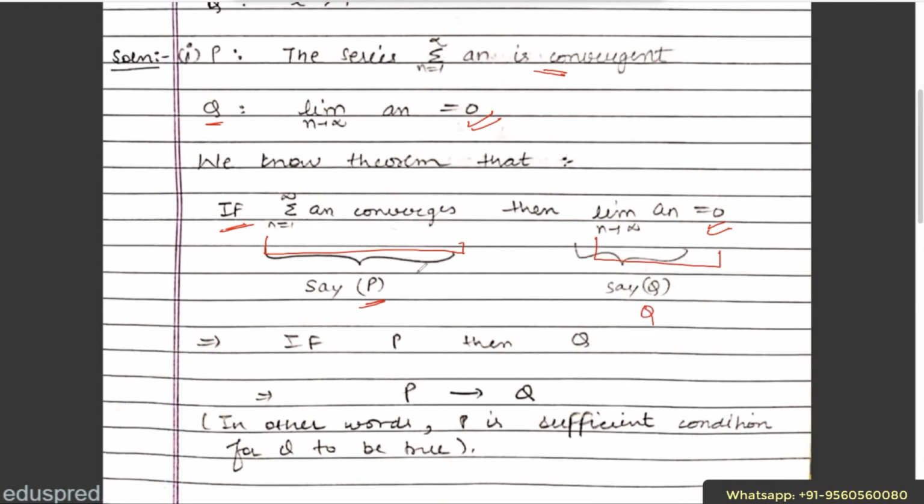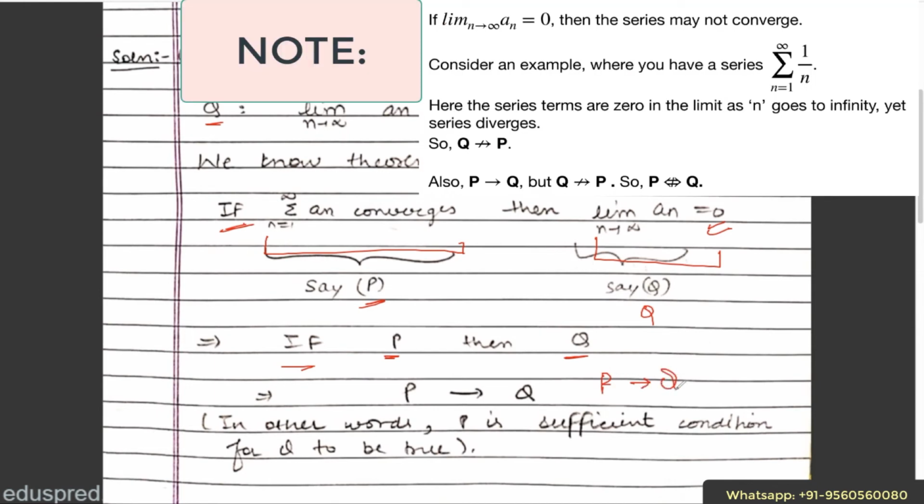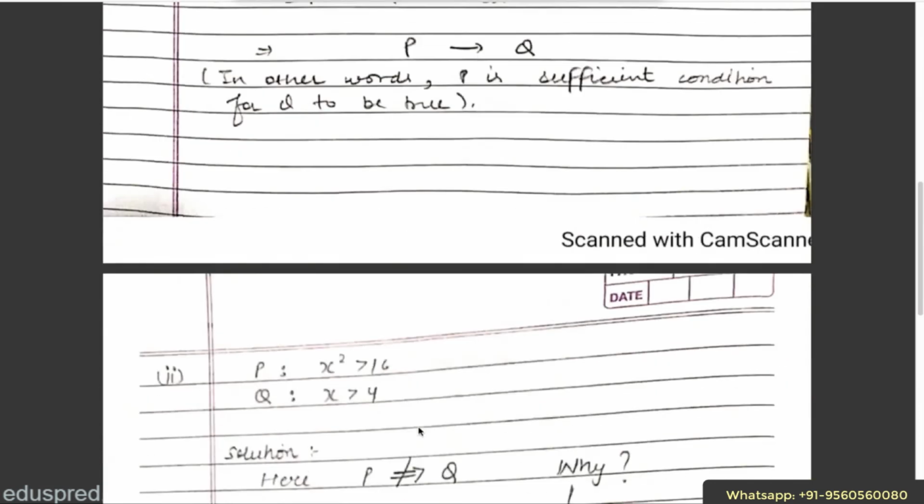So suppose that this is statement P and this is statement Q. If I try and match this theorem with these statements, I have if P then Q. So my implication direction would be P implies Q. So I have P is a sufficient condition for Q to be true. That is, if this is the case, then I'm 100% sure that this will be the case, as this guarantees this. So P is a sufficient condition for Q to be true and P implies Q.